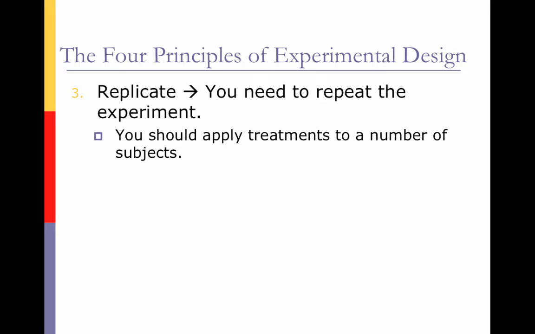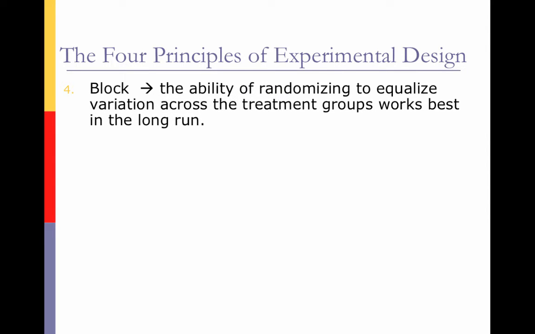What the replication means is that you're going to have multiple people within each treatment group. The fourth principle of experimental design is blocking. A block is the ability of randomizing to equalize variation across the treatment groups. This works best in the long run.